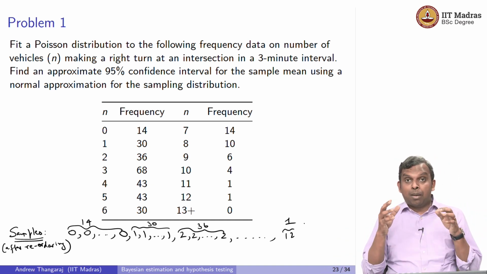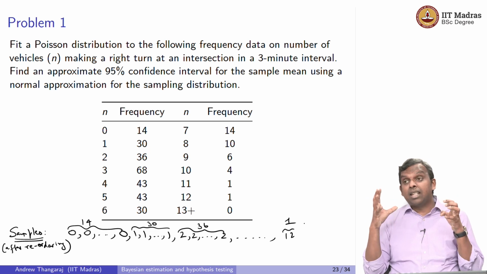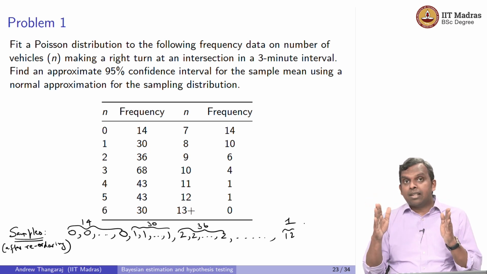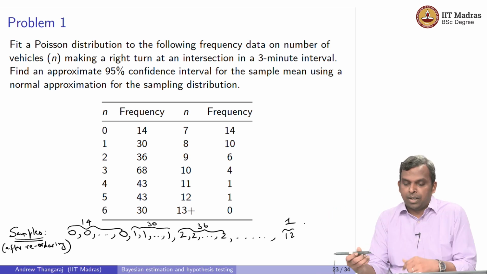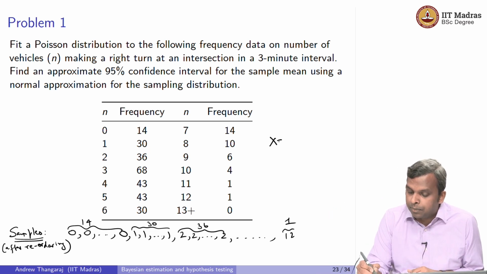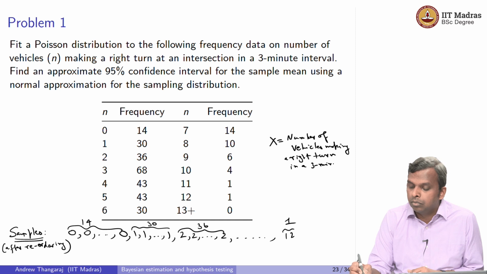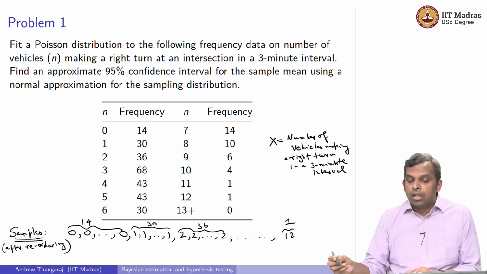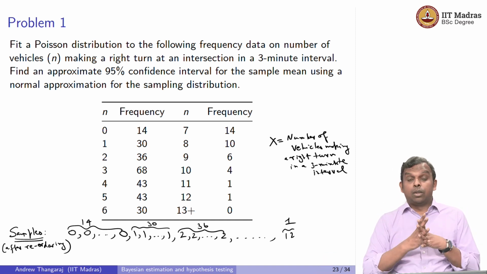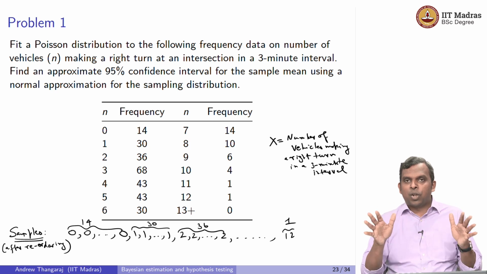I'm imagining that the number of vehicles making this right turn has a certain distribution. So let's say x equals the number of vehicles making a right turn at that intersection in a 3-minute interval. So this x is my random variable. It's the random variable that describes some phenomenon of interest to me.